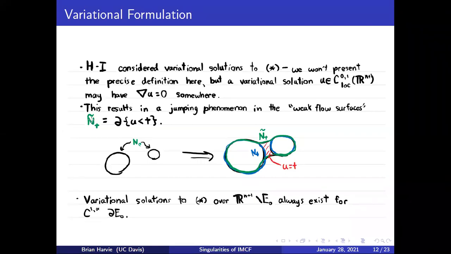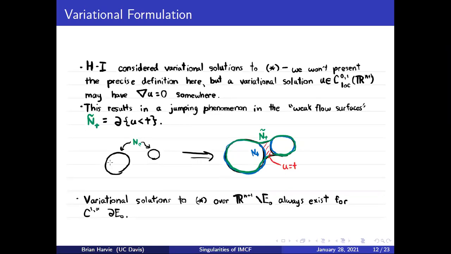Now, you can consider the weak flow surfaces of u to be the boundary of all points where u is less than t, so almost like the level sets of u, but not quite, because the level sets aren't necessarily hypersurfaces if this is true. So you consider these almost level sets of a variational solution u, and basically wherever the function u flattens out, this corresponds to some sort of jumping phenomenon in the weak flow surface N tilde of t.